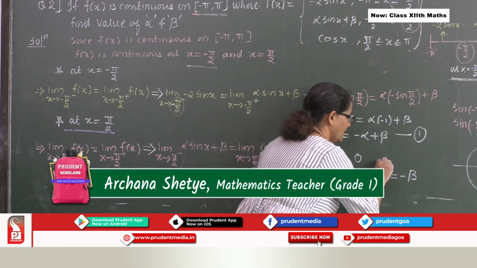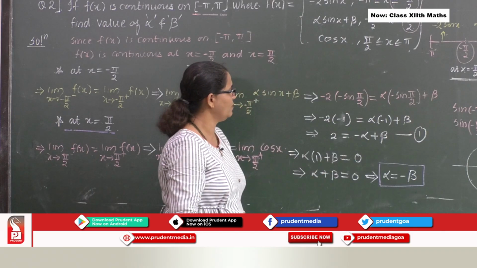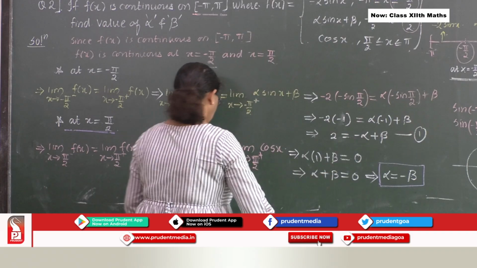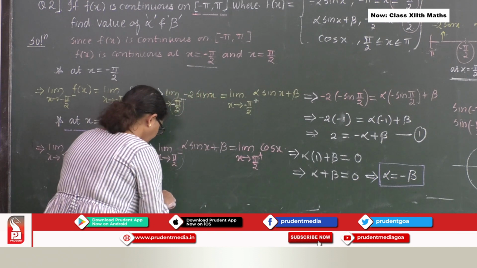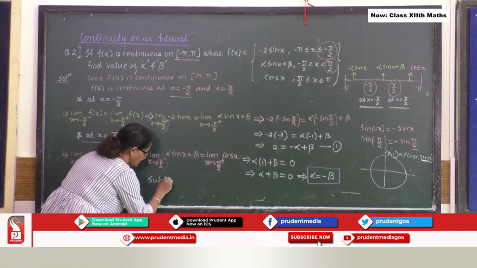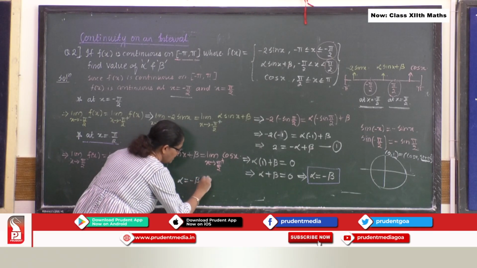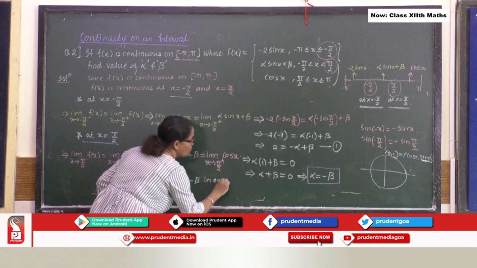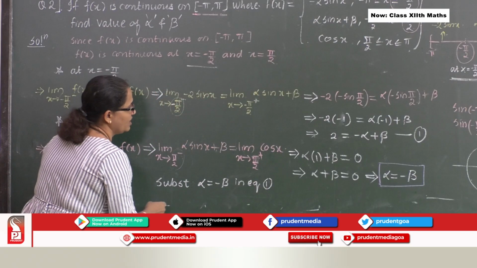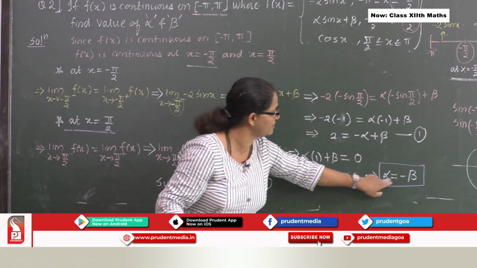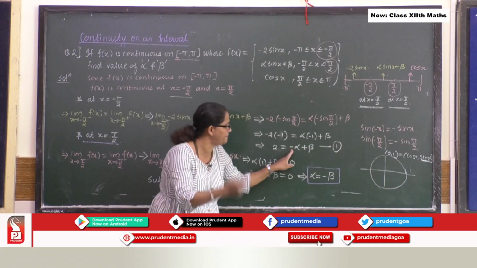So here what I do is I substitute this here. I substitute alpha equals minus beta in equation 1. So when I substitute, what I get is alpha equals minus beta. So minus will become plus.